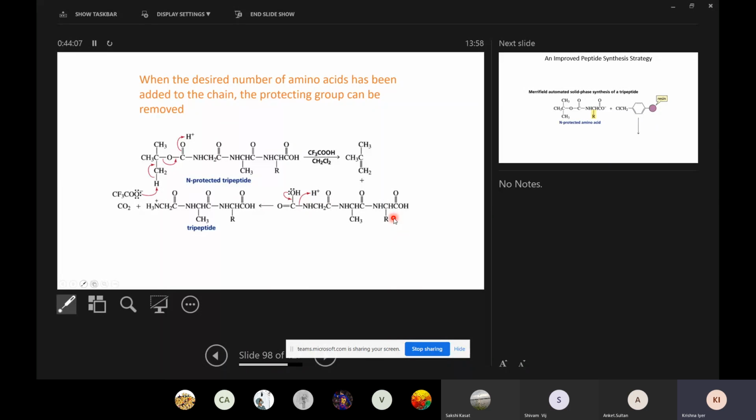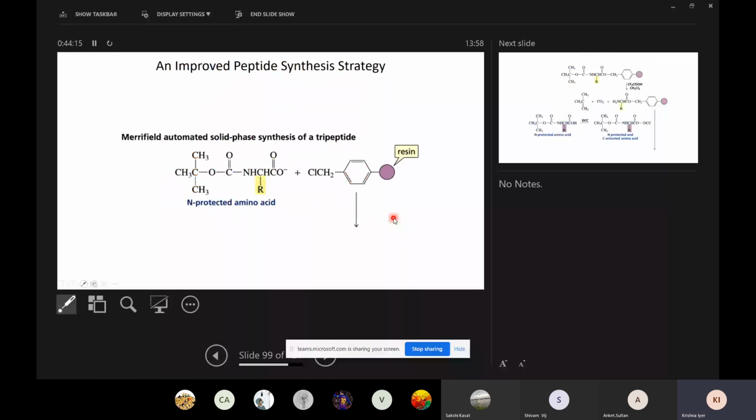We do peptide synthesis in the laboratory using what is called solid phase peptide synthesis. Okay, and solid phase peptide synthesis is an improvement on this liquid phase peptide synthesis, and many times it is referred to as Merrifield automated solid phase synthesis of a peptide. Okay, what this is, we will see next time.